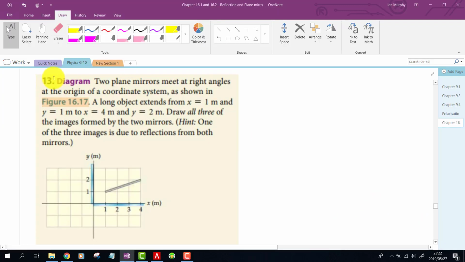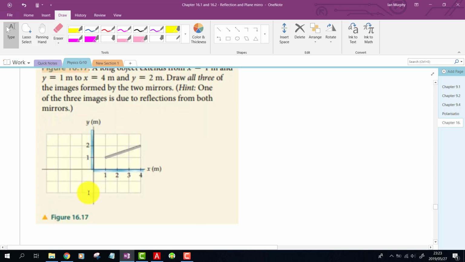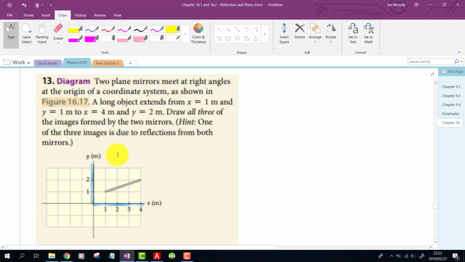Question 13, diagram. Two plane mirrors meet at right angles. Okay, so there's a mirror that meets at right angles or at 90 degrees. At the origin of a coordinate system, origin is where it's 0, 0, as shown in figure 16.17. A long object extends from x equals 1 meter and y equals 1 meter to x equals 4 meters and y equals 2 meters.